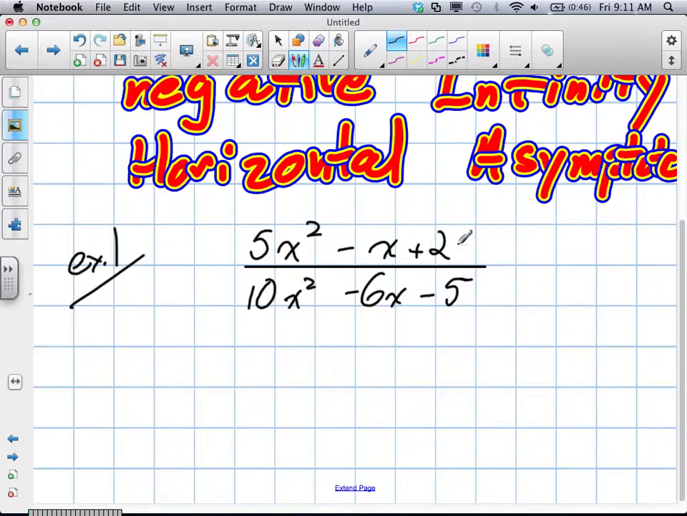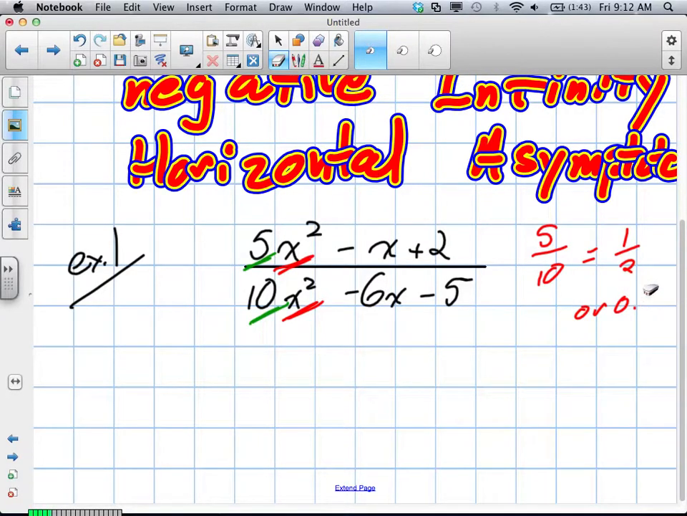What is it? 1/2, 0.5, right? We found our degrees on the top and the bottom, numerator and denominator, happen to be the same, so we took the coefficients. Their ratio is 5/10, which is equivalent to 1/2 or 0.5. So our horizontal asymptote is going to be, that's a 2, that's supposed to be a 5. Sometimes I say things, but I don't write them. Okay, so if 0.5 is a horizontal asymptote, that's great.